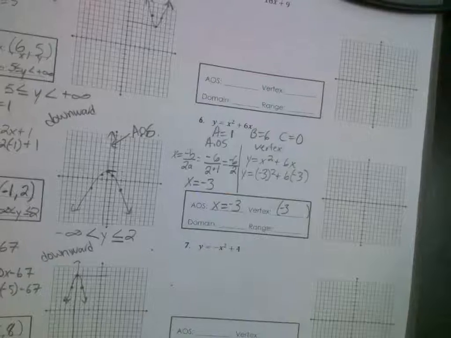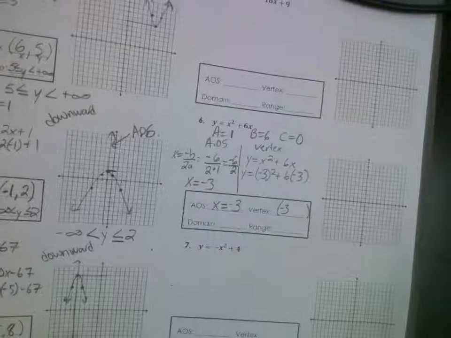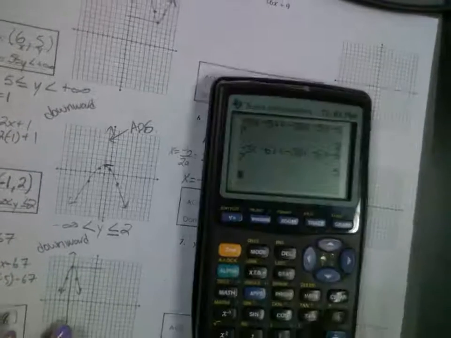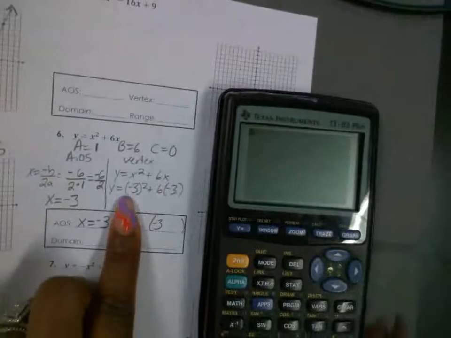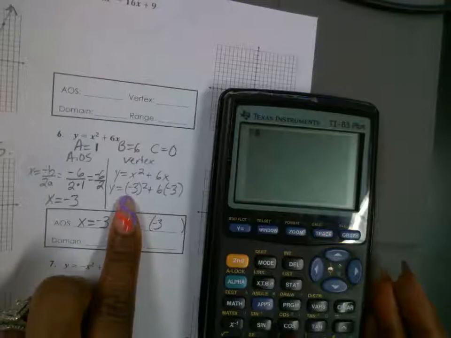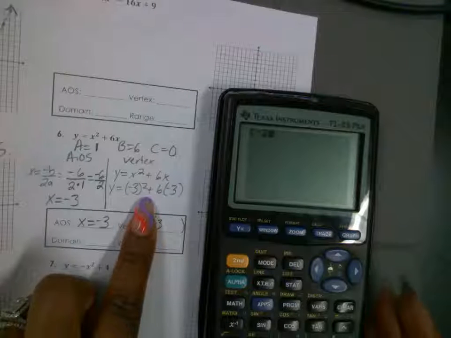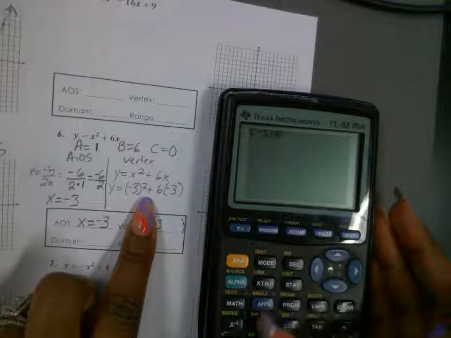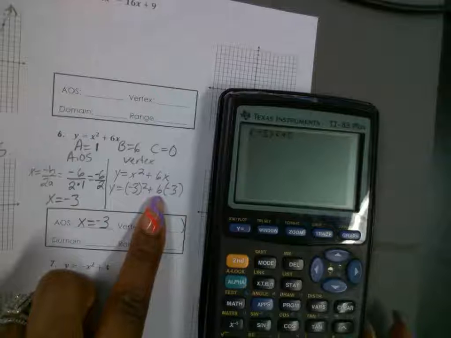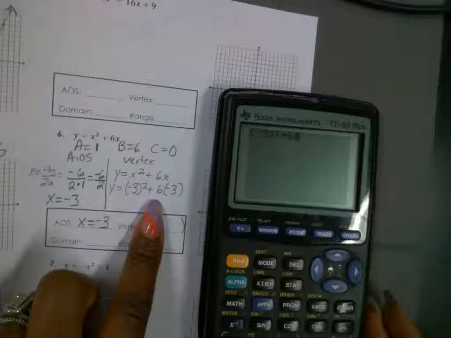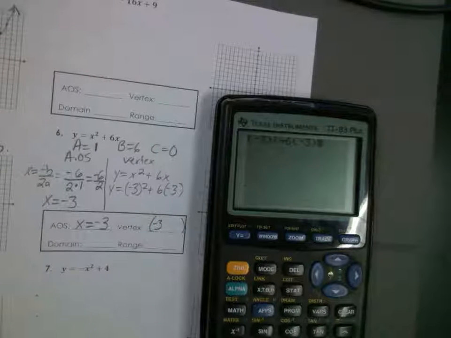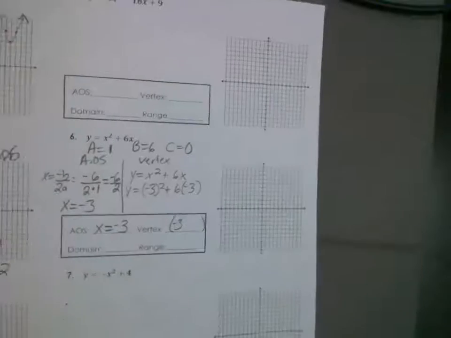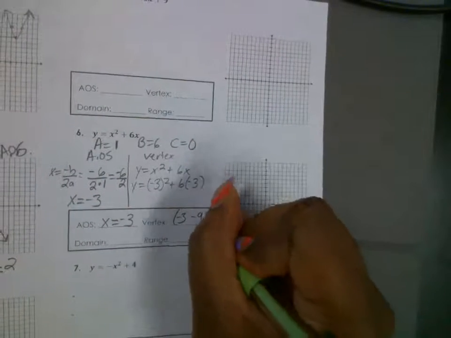So let's type that in and see what we get. Clear. So we got parentheses, negative 3, and we are going to square that, okay? Plus 6 times negative 3. Are we good? Yes. What does that give us? Negative 9. So this is negative 9.